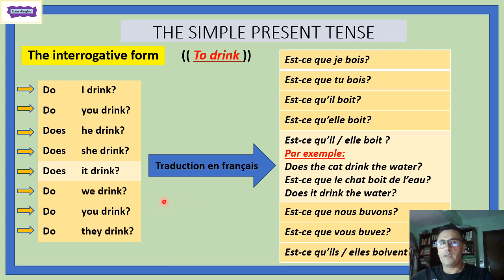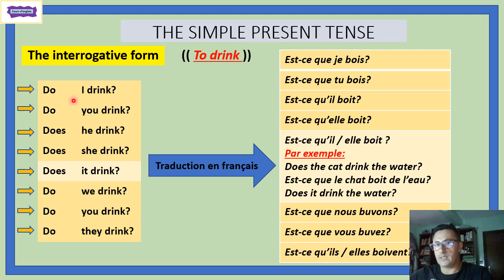Maintenant la forme interrogative, là où on pose la question. The interrogative form. Pour le cas de l'interrogation, quand on pose bien sûr la question, quand il s'agit de simple present, on aura bien sûr besoin de cet auxiliaire, do. C'est pas do qui veut dire faire, attention, c'est do pour exprimer l'interrogation.